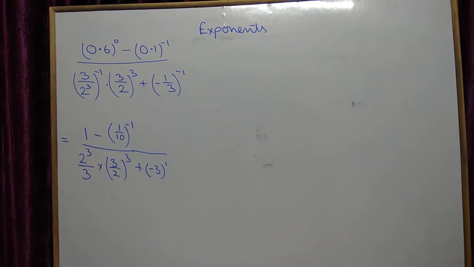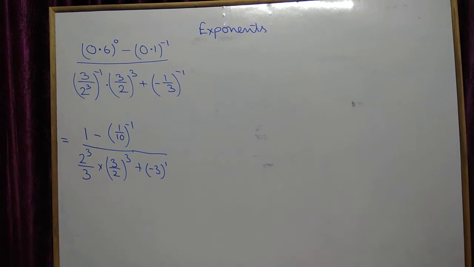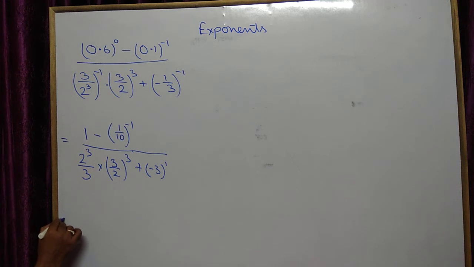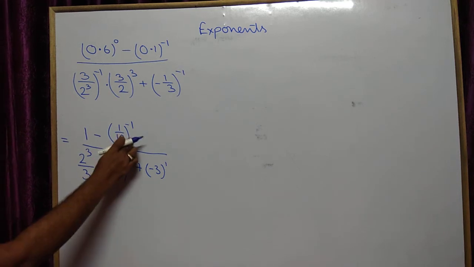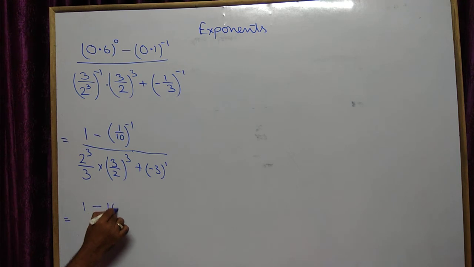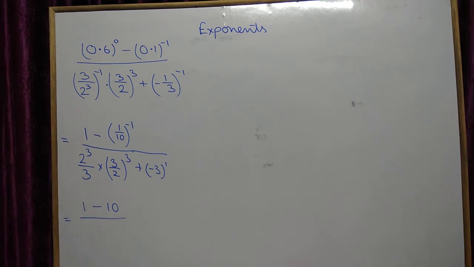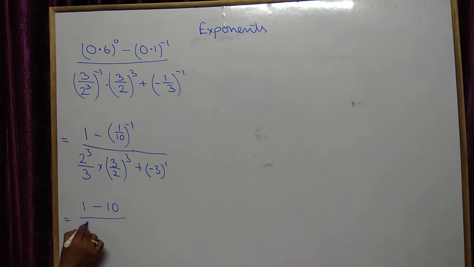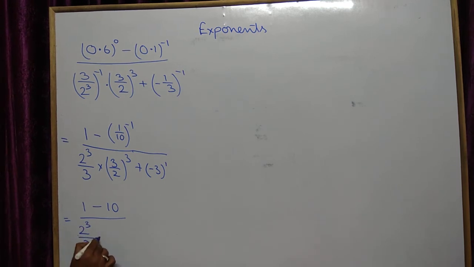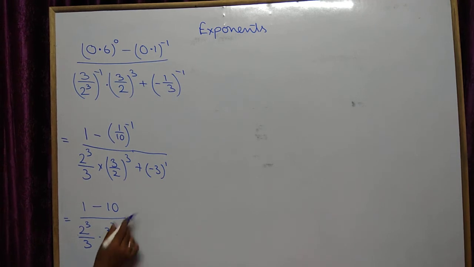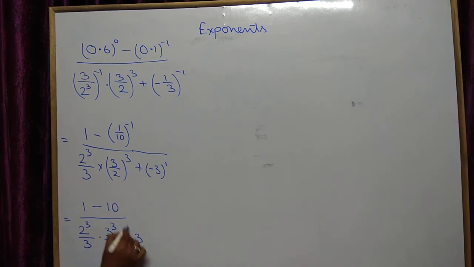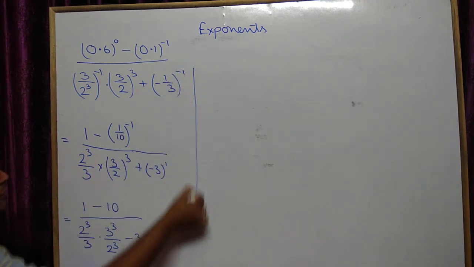Now come to the next part. Sorry. It's 1. Now again, if we reciprocate, what do we have? 10 to the power 1 or simply 10, divided by, here we can solve some questions: 2 to the power 3 by 3 into 3 to the power 3 by 2 to the power 3, plus, and minus, it's minus 3. Hope this one is clear to you.